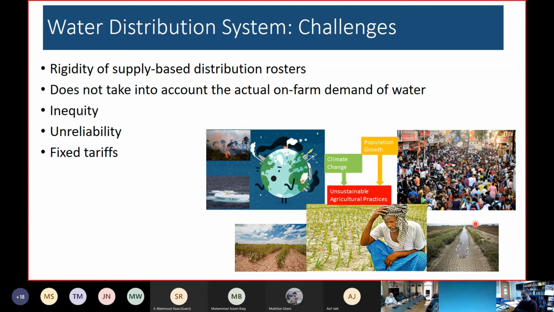There is unreliability, of course, in the system. And then, as I mentioned at the very beginning, the whole idea of a fixed tariff is also there, which does not allow for the appropriate operation and maintenance of these systems.